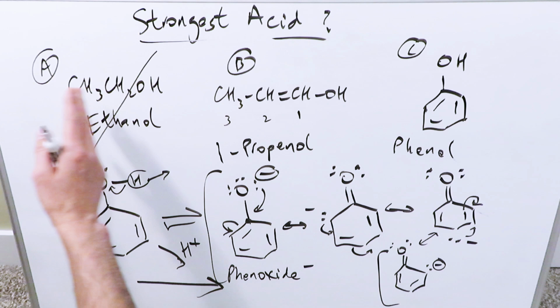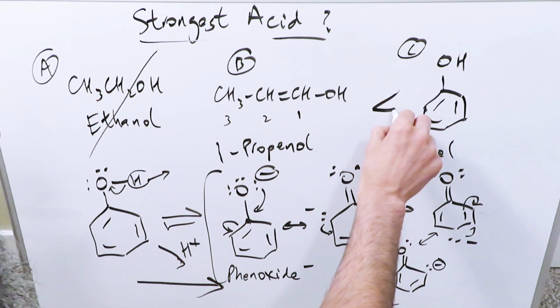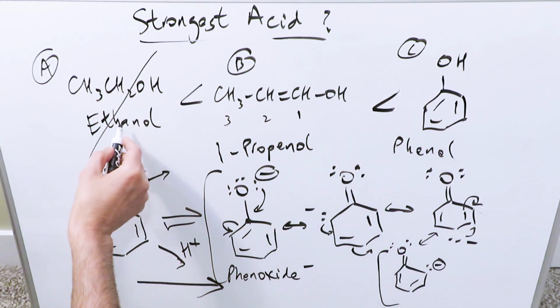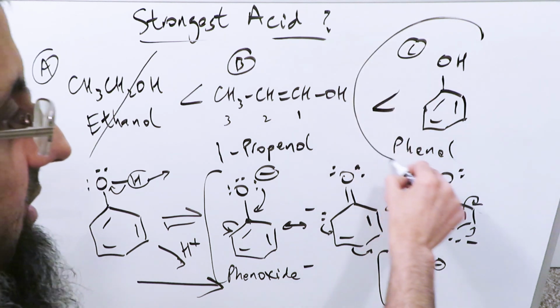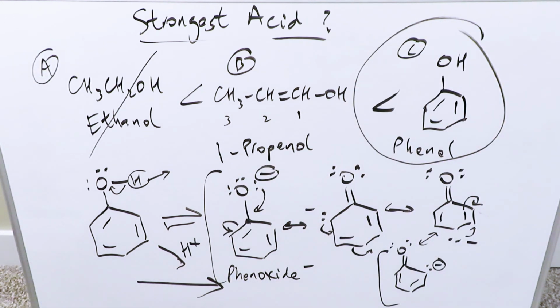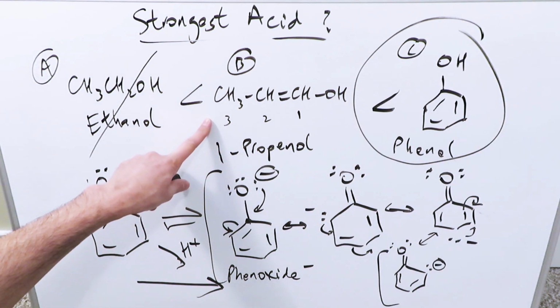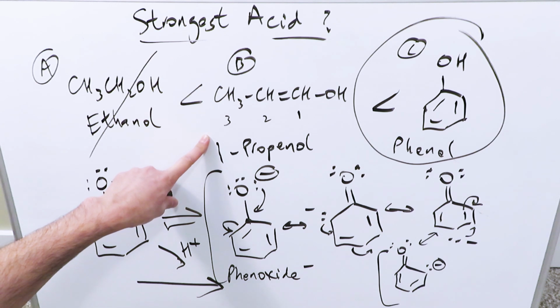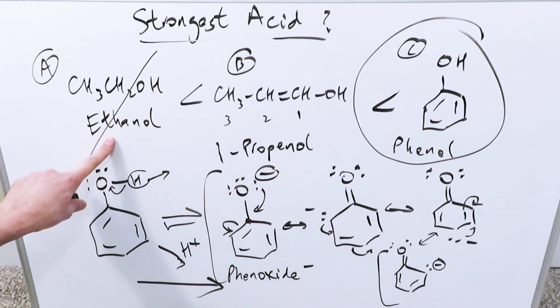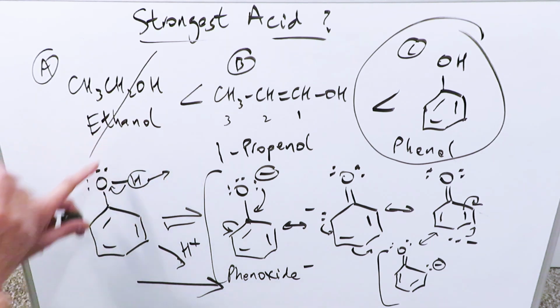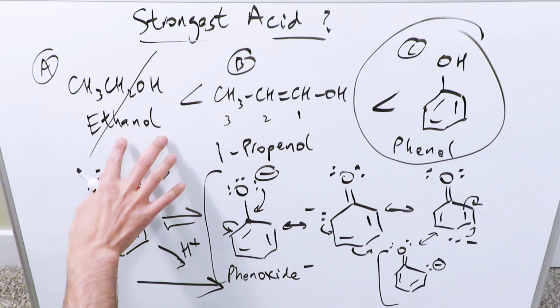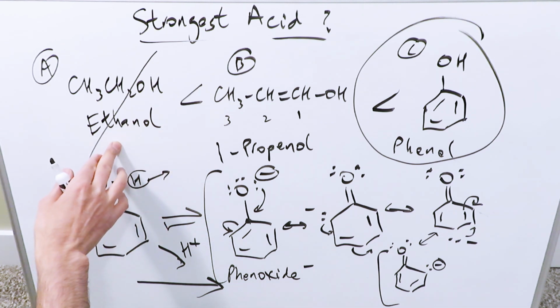Hence, when you look at all of these, the strongest acid is C, followed by B, followed by A. This right here is the strongest acid because it has the most resonance structures. This is the next strongest acid because it has at least one resonance structure. This is the weakest, or not even an acid, because it has no resonance structures. A very strong base which wants to go back to generating the alcohol.